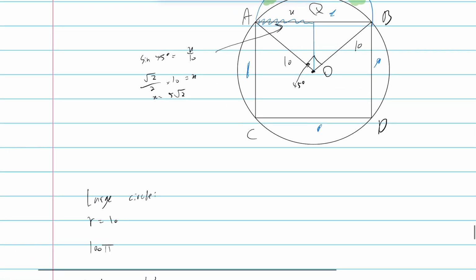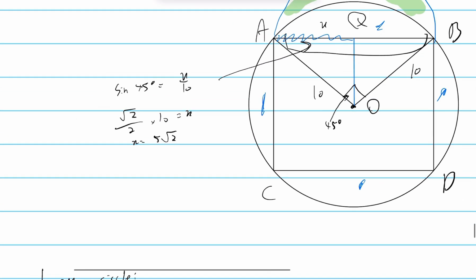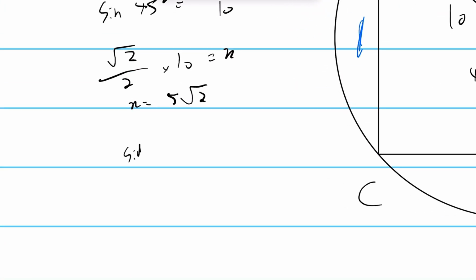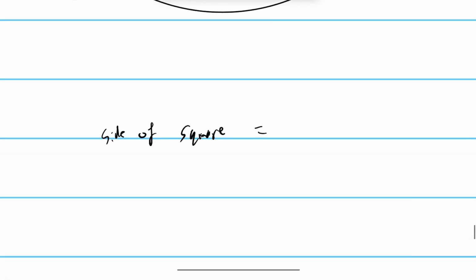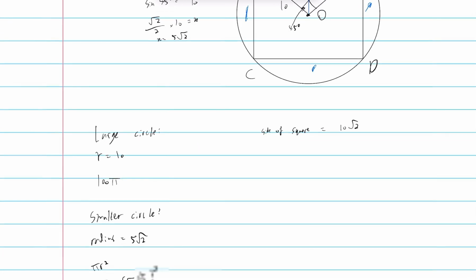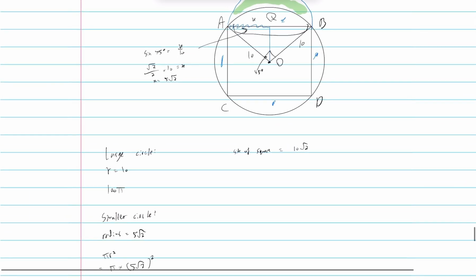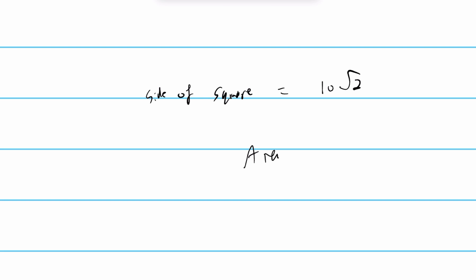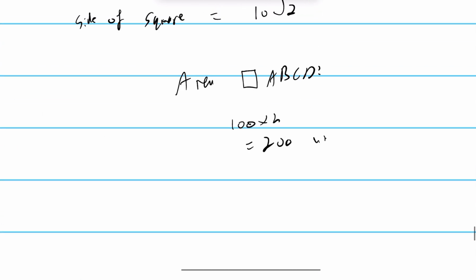We know this side, which is going to be the side of the square, which is 2 times the radius, 2 times x. So the side of the square is going to be 2 times 5 root 2, which is 10 root 2. Then the area of the square ABCD is going to be 100 times 2. It's going to be 200 units squared.